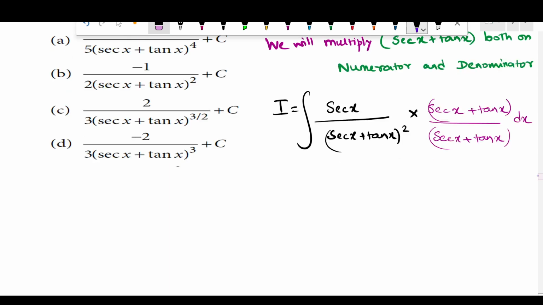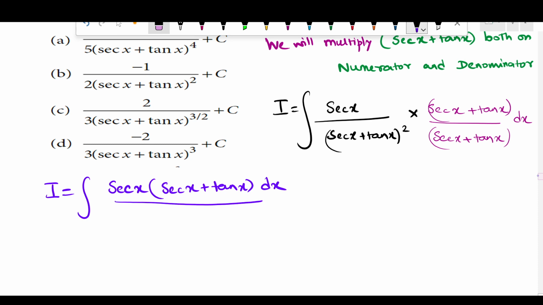Then our integration will be like this: secant x plus tan x dx whole divided by secant x plus tan x whole cube. I hope this step is clear to everybody, right?